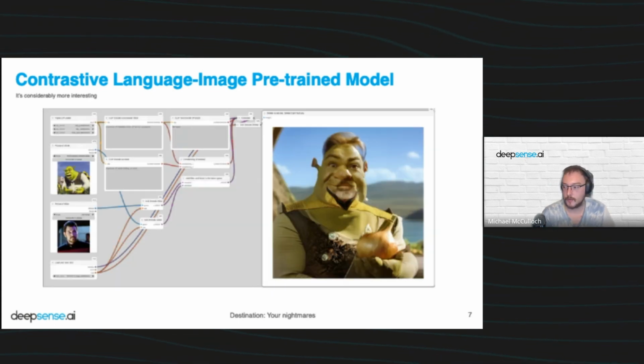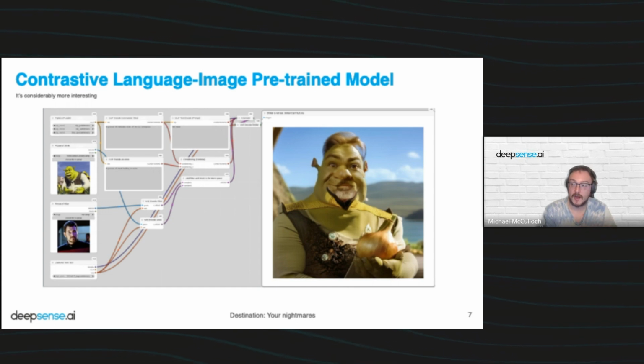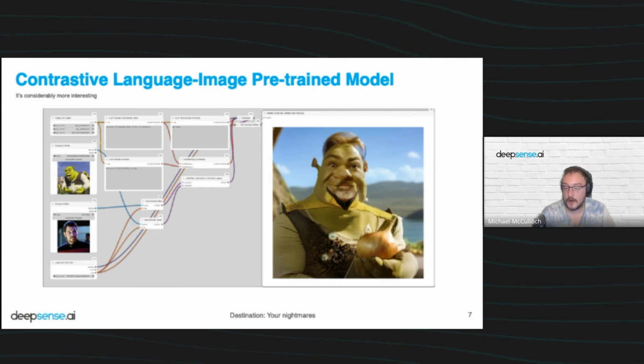And we get something a bit like this. I've provided it an image of Shrek and an image of Captain Riker, and I've told it I would like you to additively combine these embeddings. And this is exactly what we get. We get a picture of Shrek in some combination of ogre Starfleet uniform. He's holding an onion. He's got a comm badge and everything. It's a mess, but it is a coherent image because CLIP understands what you mean.